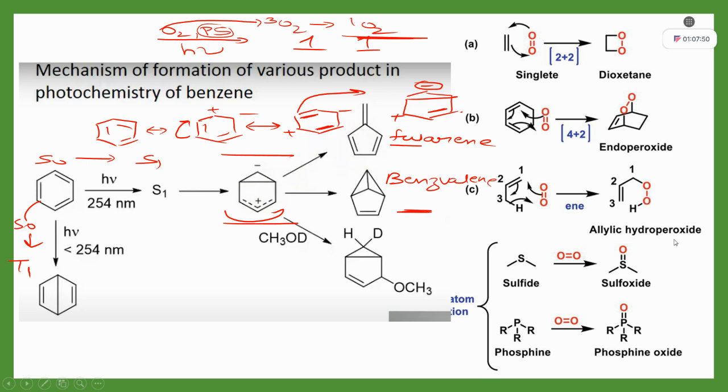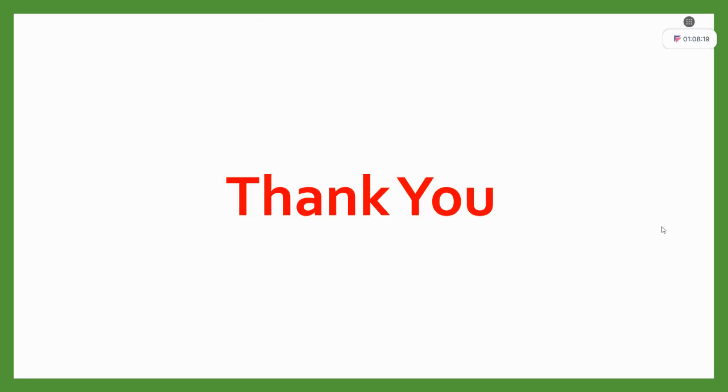Understood? Basically, this bond will shift here, leading to formation of allylic hydroperoxide. So this is the short summary which we have learned in the last 8 to 9 weeks, starting from electrocyclic reactions to photochemistry of singlet oxygen. I hope I am clear. If there are any doubts, please ask me. Thank you.